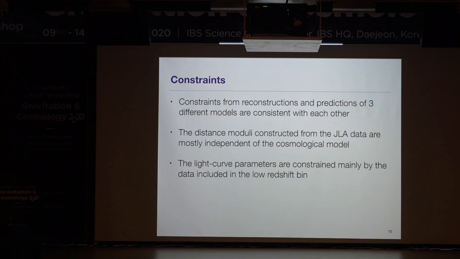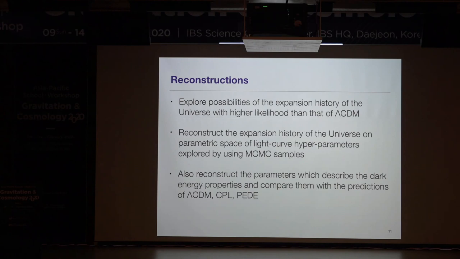Then we proceed to the next part, which is about exploring possibilities of the expansion history of the universe with higher likelihood than that of the standard lambda CDM model. We already produced the reconstructions from the JLA data, and then we try to explore all possibilities which can be produced by the reconstruction I just introduced. To do that, we reconstruct the expansion history of the universe on parametric traces of light curve hyperparameters explored by using Markov chain Monte Carlo samples. We also reconstruct the parameters which describe not only the expansion history, but also the dark energy properties, and then we compare them with the predictions of these three different models.